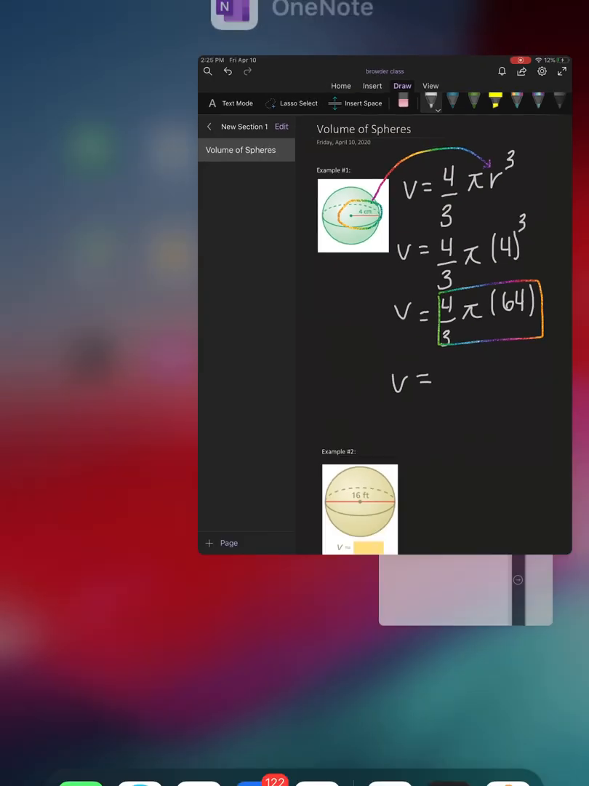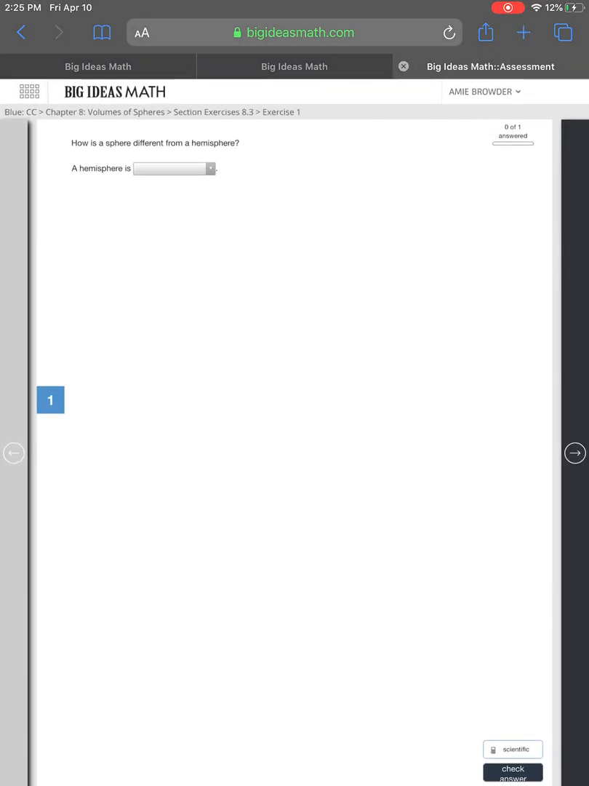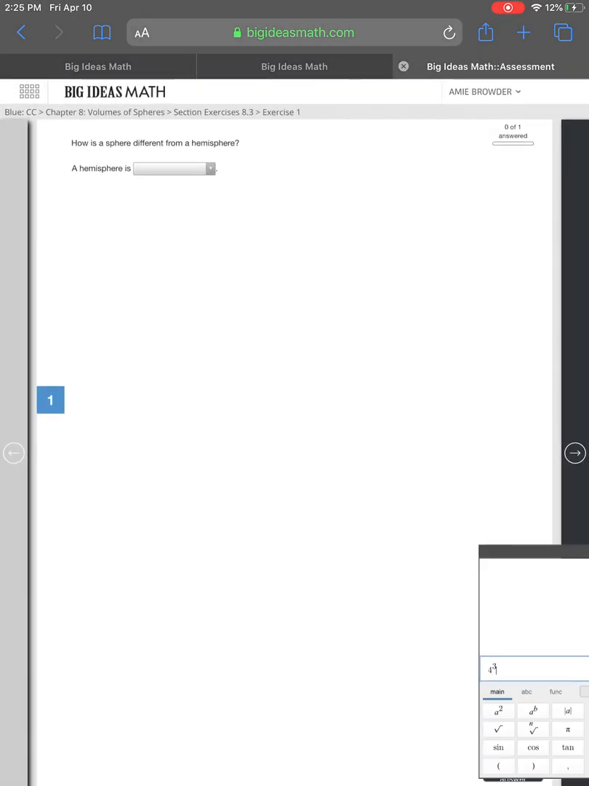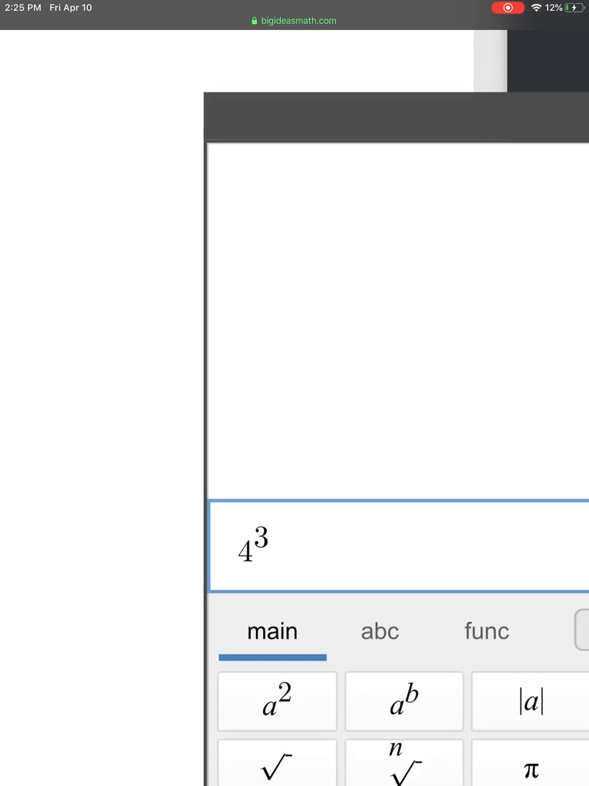So V is equal to, okay, so I'm going to go back to the calculator, and I'm just going to, hold on, sometimes it doesn't like me. Where did you go?